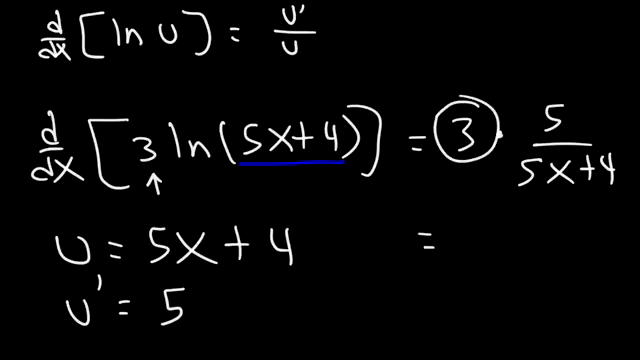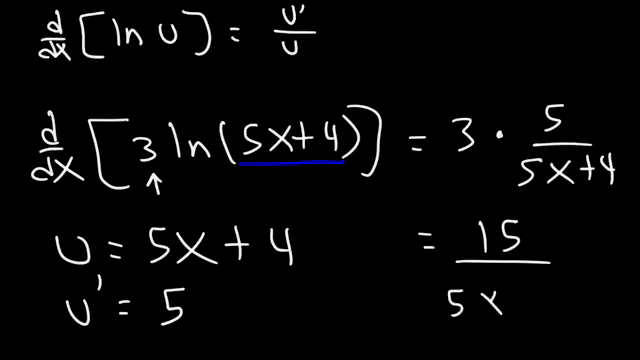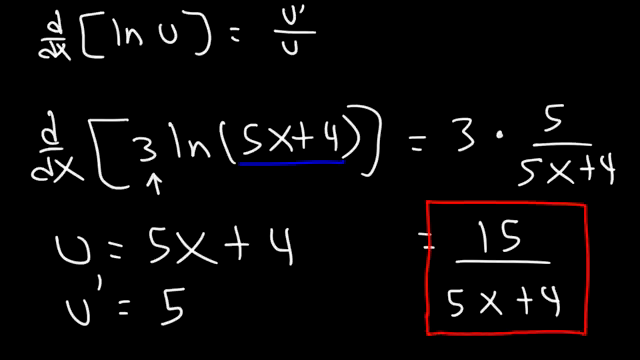Now we can multiply 3 times 5, and that's going to be 15. So the answer is 15 over 5x plus 4. So now you know how to find the derivative of natural logarithmic functions.